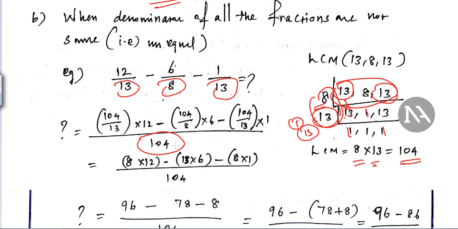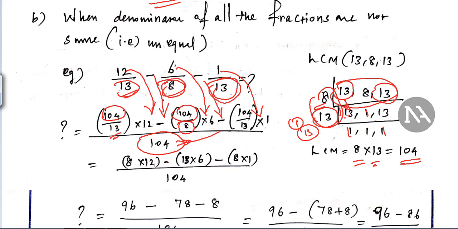Like I did in the addition case, this LCM value should be divided by this denominator and it has to be multiplied by the numerator. Similarly, the minus sign will come as it is. Then the LCM denominator will be divided by the denominator and this 6 will be multiplied here. Then here the minus sign. Again 104 divided by this denominator and it will be multiplied by this 1.